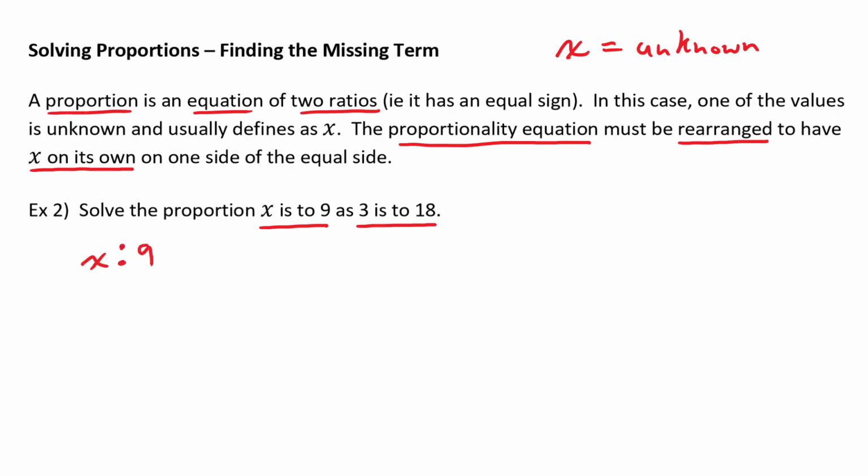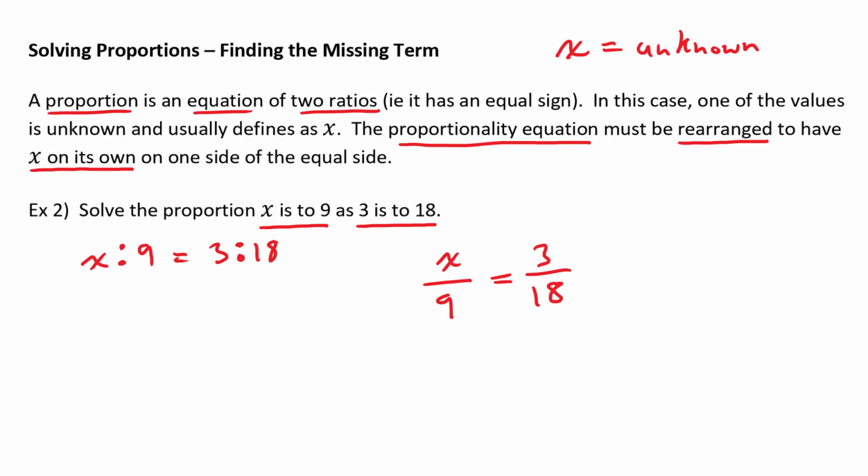X is to 9 as 3 is to 18. We will now convert that into a fraction. X over 9 is equal to 3 over 18. In this case, we want to solve for x. Now to rearrange an equation, we want to try and isolate x on its own. We want to have x on one side of the equation and all the numbers on the other side. And then that will tell us what x is equal to.